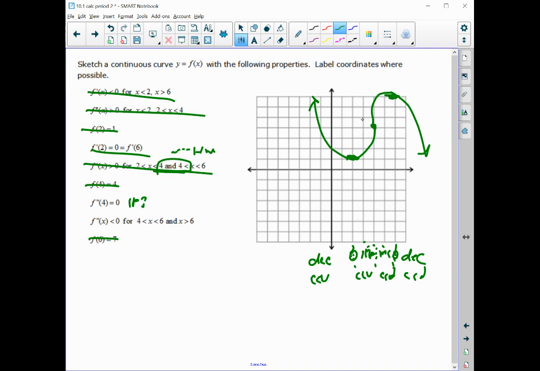Notice what I have here, guys. This looks like a vertical tangent. What do you remember about the slope of a vertical tangent? Right, because you said it in your head. It's undefined, which is why when they told me things about the derivative, they had to skip over 4, because f prime does not exist at a vertical tangent.